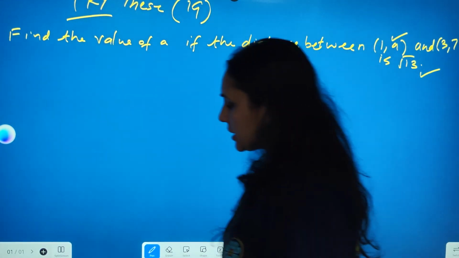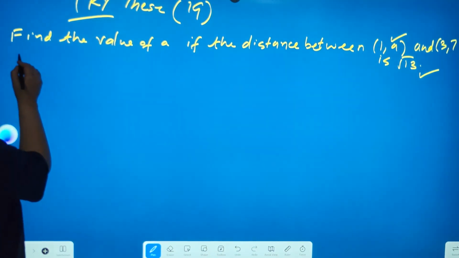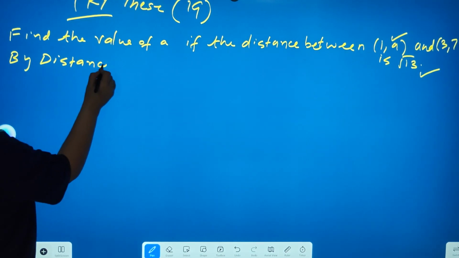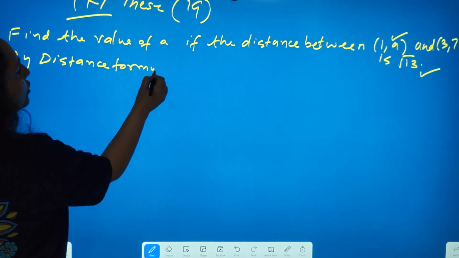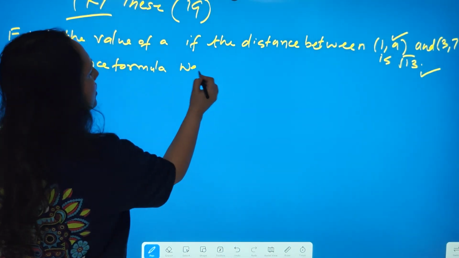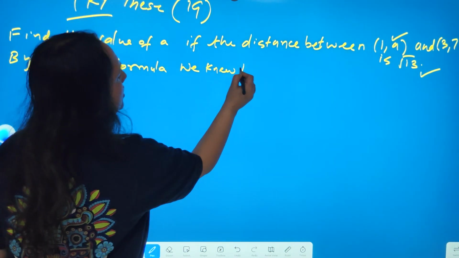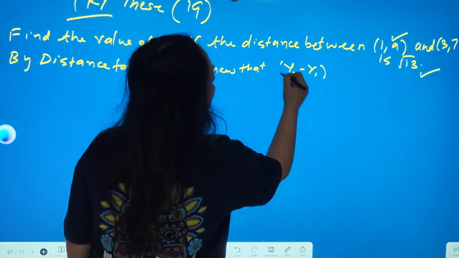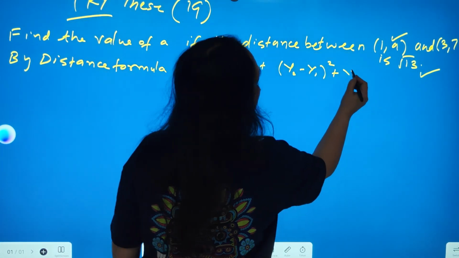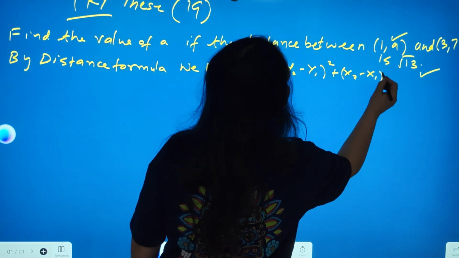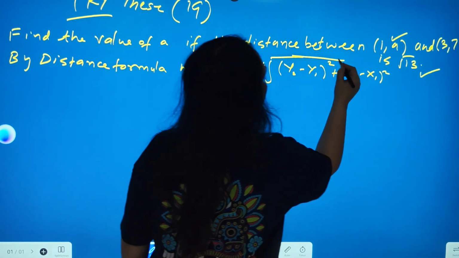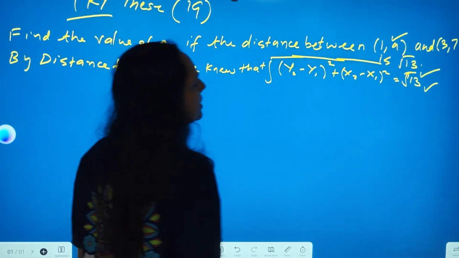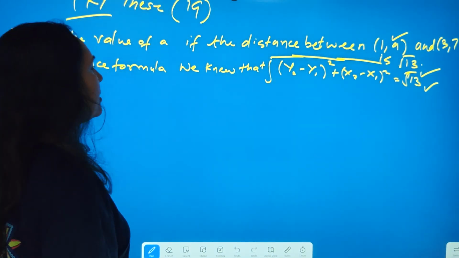So again apply the distance formula first. By the distance formula, we know that the square root of (y2 minus y1) whole square plus (x2 minus x1) whole square is equal to the distance between them. That is equal to root 13, because the distance is given to you as root 13 over here, right?